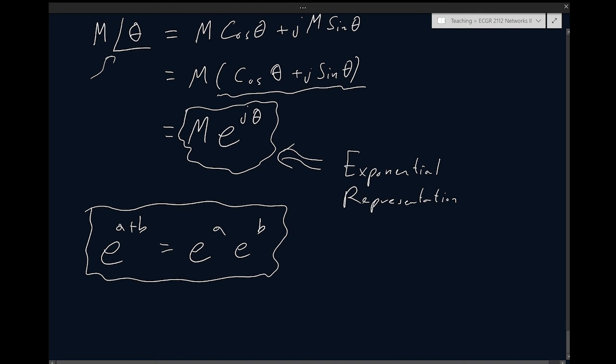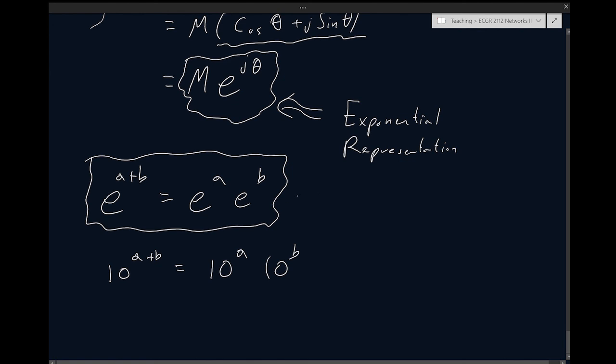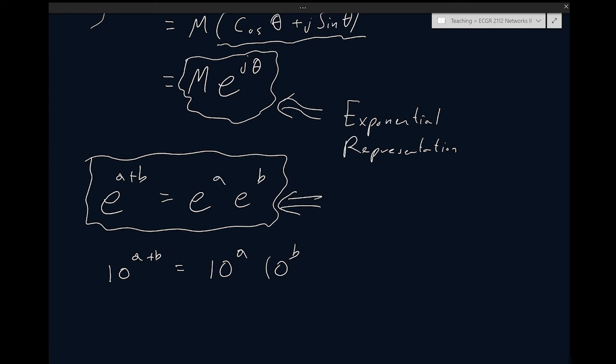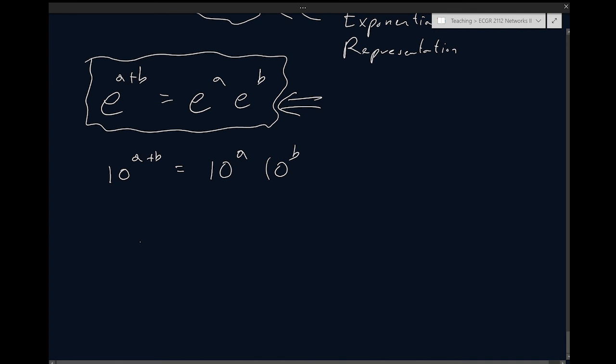So any exponential function, even if it wasn't base e, if it was, let's say, 10 to the power A plus B, that equals 10 to the power A times 10 to the power B, right? Using just this property, we can multiply complex numbers in exponential form. And we get the same thing.